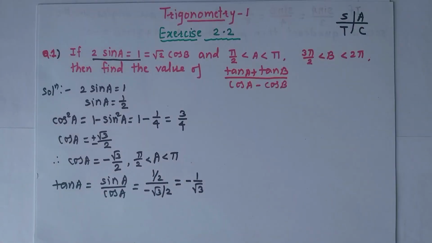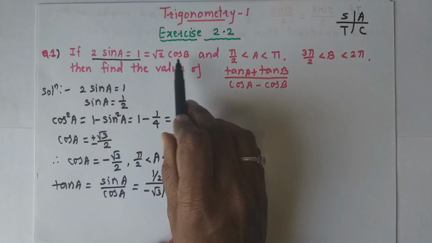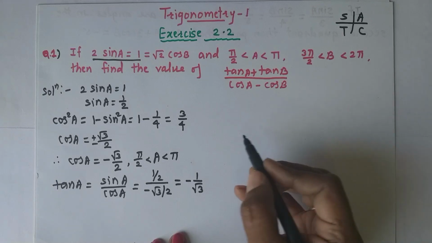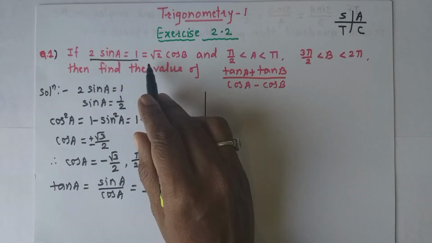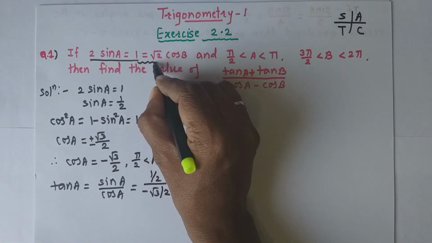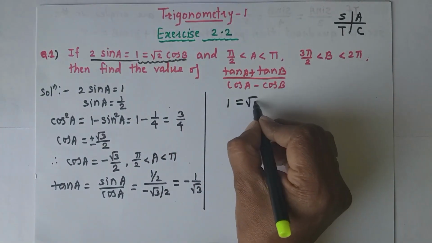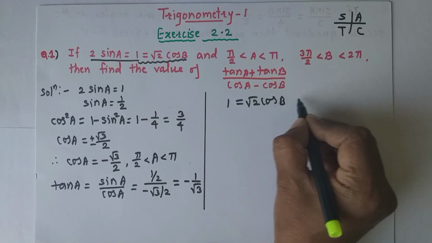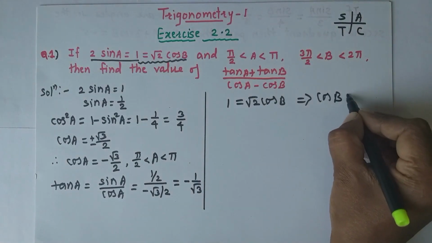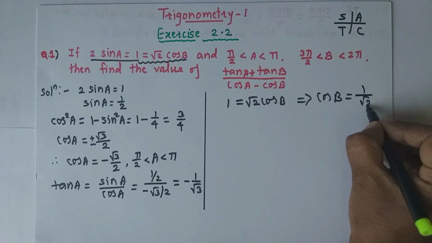Okay. Now from the second equation we will find sin B. Now see what the second equation is. Take 1 = root 2 cos B. From this you will get cos B = 1 upon root 2.